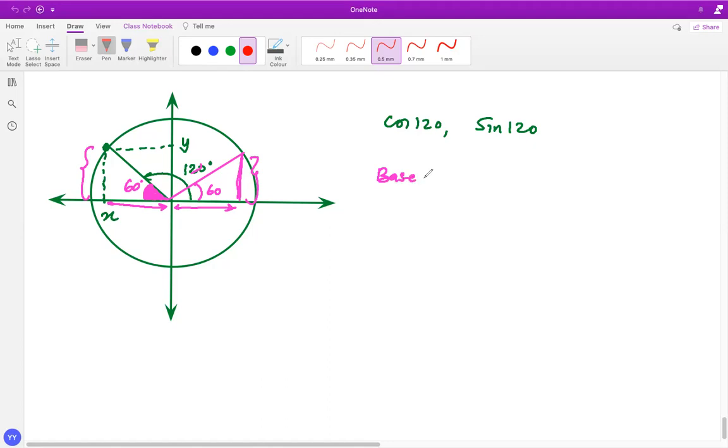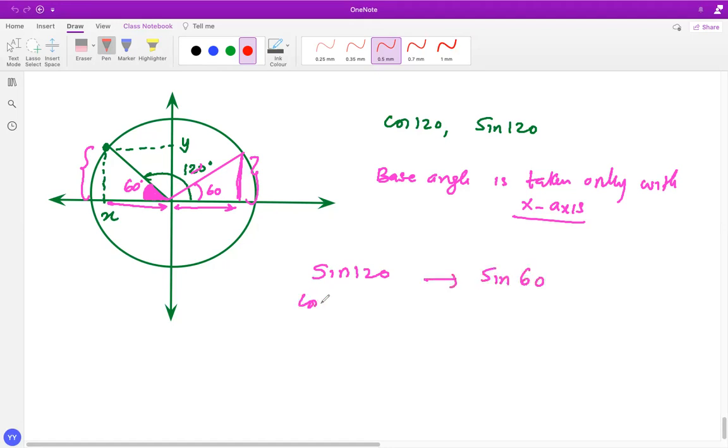Remember, the base angle is taken only with the x-axis, only with the x-axis. So when I'm finding sine 120, my base angle is 60. You blindly say, okay, it is going to be the same as sine 60. Cos 120 is going to be the same as cos 60, because that's my base angle. But if you look at the second quadrant in the ASTC rule, you notice that cos is negative, because cos 120 is in the second quadrant and hence it is negative cos 60.